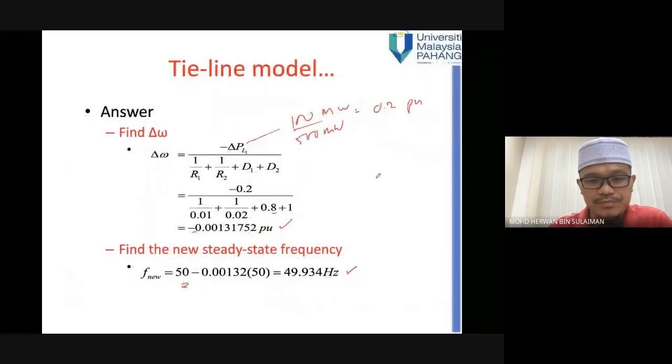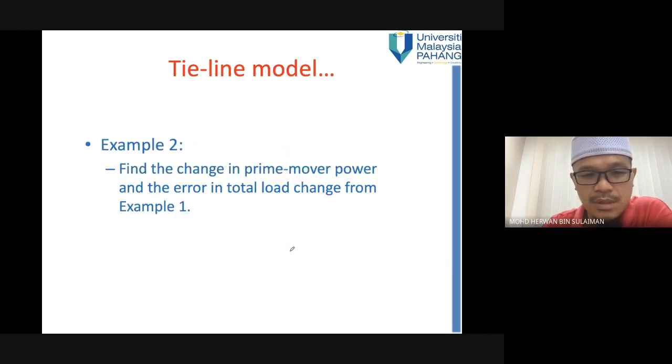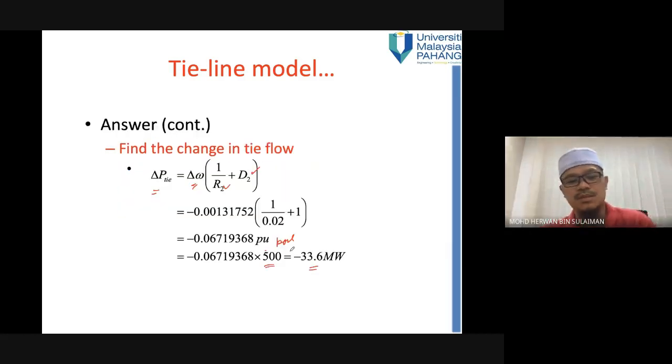Okay, we continue. So we know already our delta omega. We know our R2, we know our D. So you can find your delta Ptie is 0.0672 per unit, and then you need to times 500 because it is your base. So you get negative 33.6 megawatts change in the tie line. Okay, that's the answer.